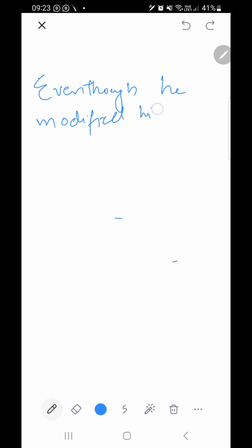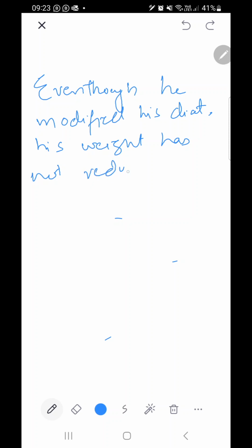right? We can simply even write, even though he modified his diet, his weight has not reduced, right? So we can see that even though he has modified his diet, his weight has not reduced, right?